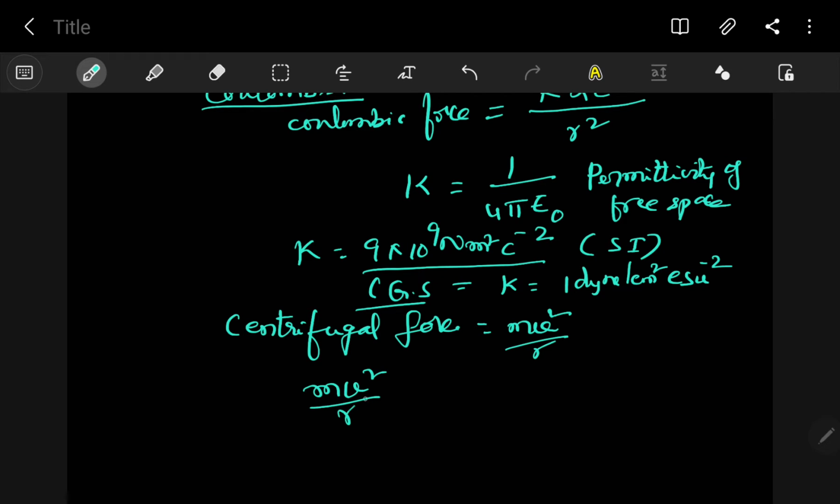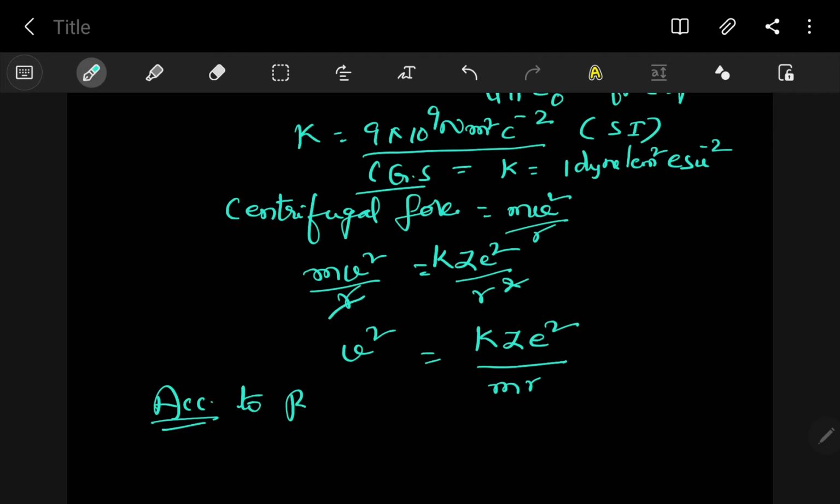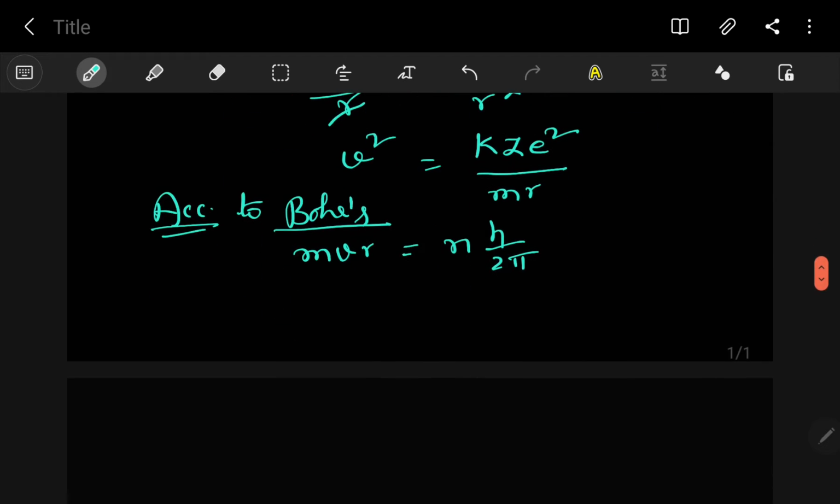So mv square by r is equal to K Ze square by r square. Now r and r get cancelled, and mv square is equal to K Ze square by r. Next, according to Bohr's postulates, mvr, that is the angular momentum, is an integral multiple of h by 2 pi.